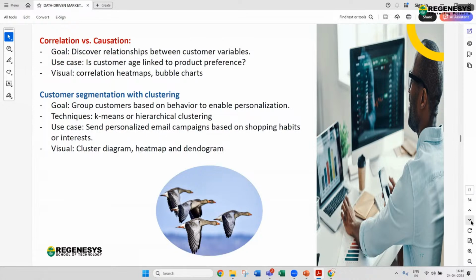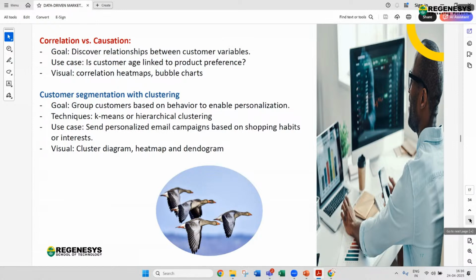Suppose you want to send personalized email campaigns based on shopping habits. Then you first need to check who are the group of customers who are interested in that shopping, that product. Then we send the email in a personalized way. So this clustering can be done by making use of k-means. These are a few statistical techniques which are used to interpret your data. And once your data is interpreted, we can take decisions based upon the analysis we got.